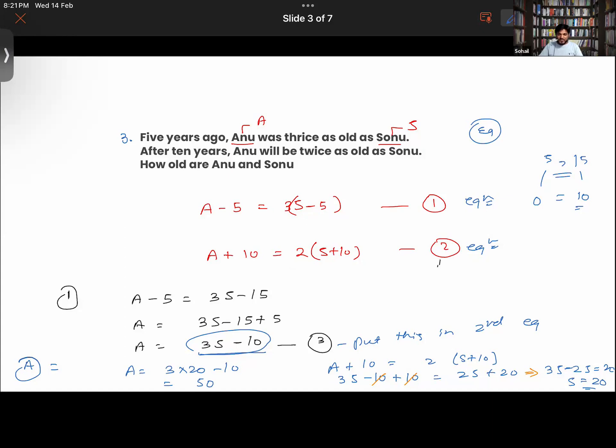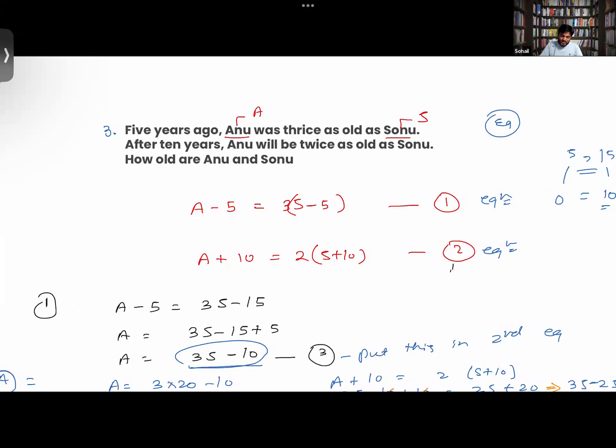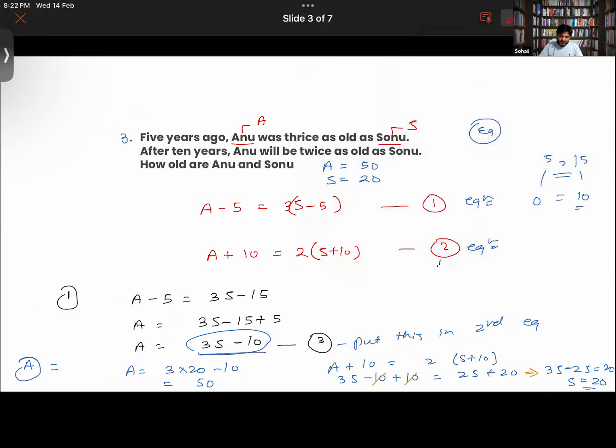Yes, sir. Now you can cross check it also. How? The present ages of Sonu and Anu are as follows. Anu's age we found is 50. What age did we find for Sonu? 20. Read the first part of the question, which says that 5 years ago Anu was thrice as old as Sonu. Right now, 5 years ago, it means she was 45 and Sonu was 15. So we can see that Anu was thrice as old as Sonu. Sonu's age was 15 years, and Anu's age was 3 times of it, that is 45. Getting it, guys?